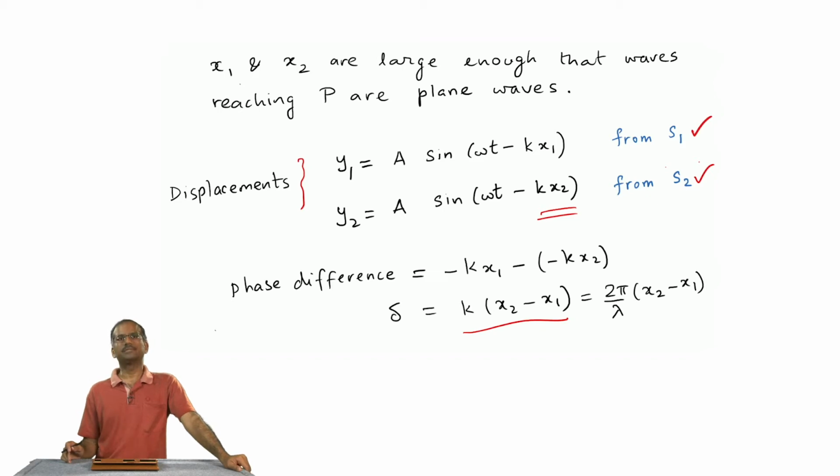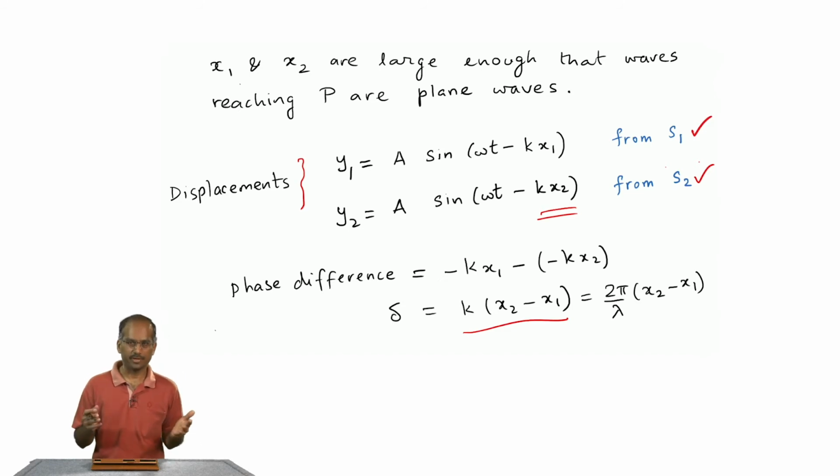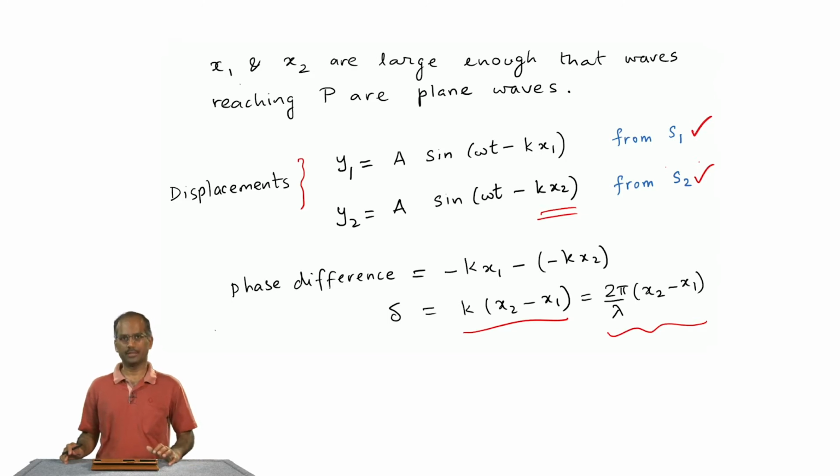And remember k is the wave number, and we have assumed that both the sources have exactly the same frequency and same wavelength lambda, hence k will be equal to 2 pi by lambda. So, I have substituted that as well here. So, the phase difference is 2 pi by lambda into x2 minus x1.